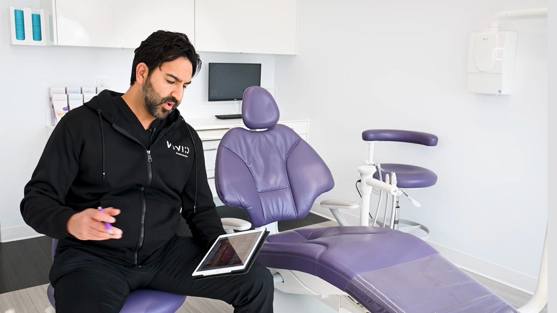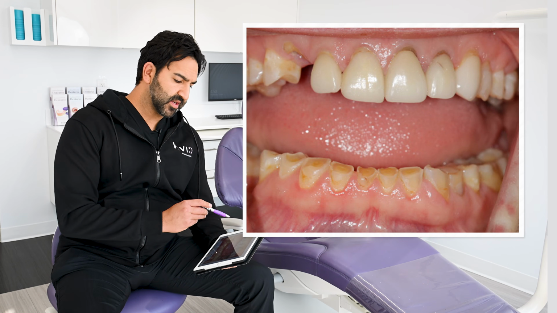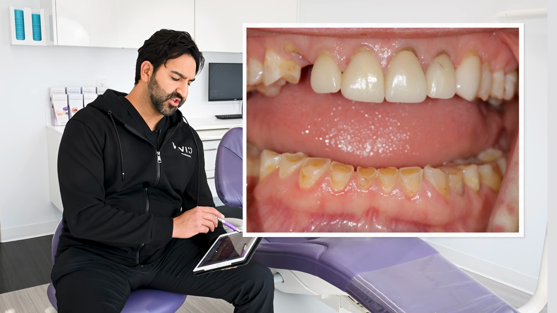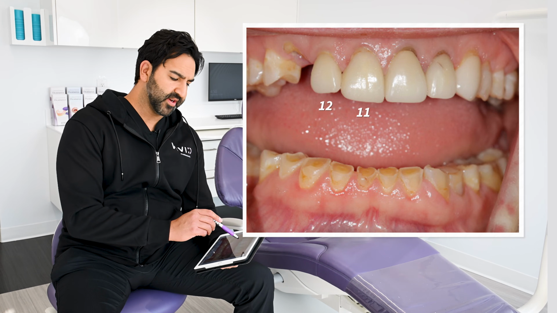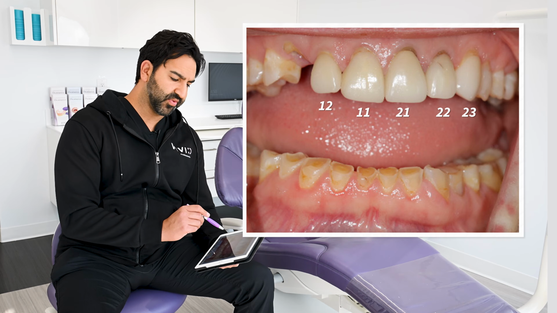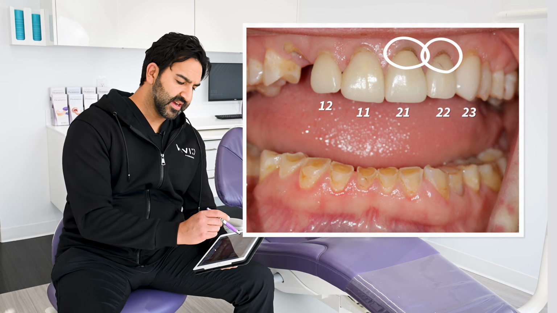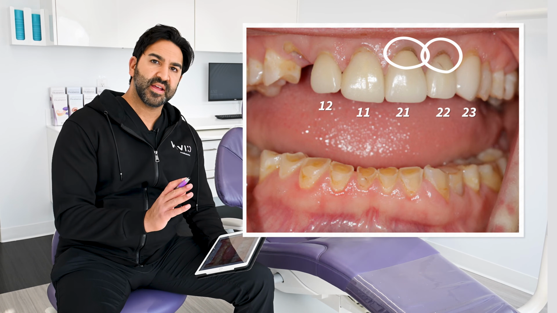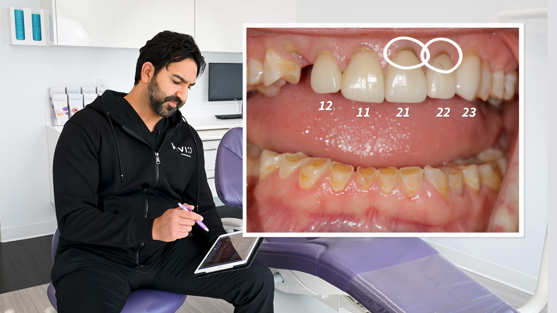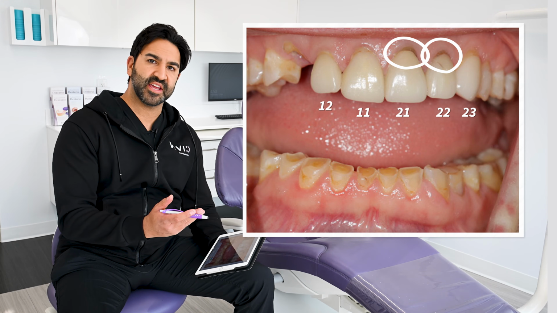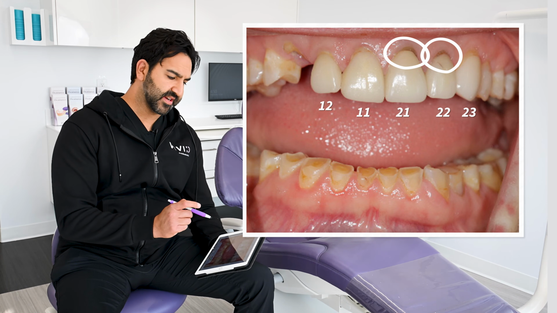Alright, so what we have here is previously completed crown restorations on teeth 1-2, 1-1, 2-1, 2-2, and 2-3. We can see near the gum line some shadowing and darkness. There's a little bit of recession there and some dental caries starting. So we already have an indication that this patient is more prone to dental caries.